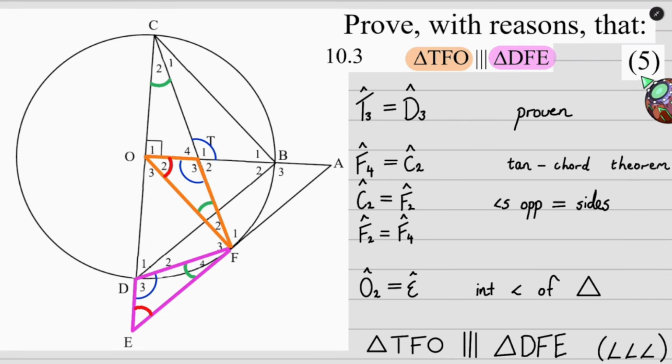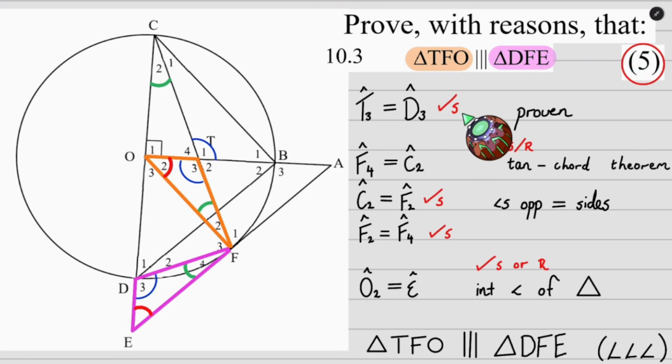So let's have a look where the marks come from here. First mark comes from this statement. The second mark comes from the correct statement and reason over here. The third mark comes from this statement. Fourth mark comes from this statement. And then the 5th mark comes from this statement or reason. And this reason over here, you can additionally use a different reason. You can say third angle of triangle. It will also get you the mark over there. And now we've finished this question.